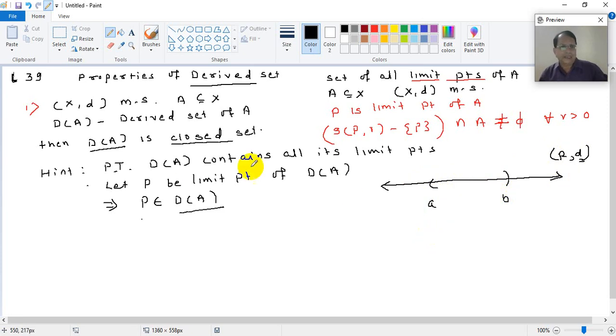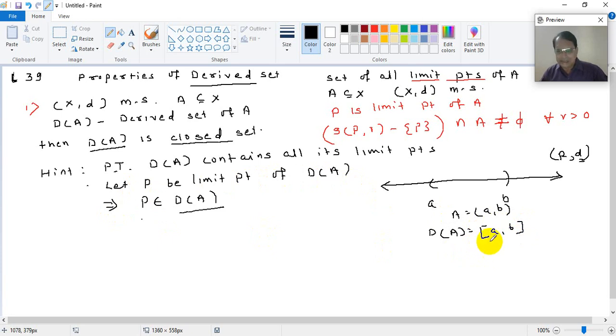राईट. मग आता मला काय करावं लागेल? व्हॉट आय मस्ट प्रूव्ह की बघा, म्हणजे इथे मला काय व्हेरीफाय करावं लागेल? हा माझा सेट आहे ए, याचा डिराइव्ड सेट काय? जर माझा ओपन इंटरवल ए बी हा जर माझा ए असेल, तर व्हॉट इज इट्स डिराइव्ड सेट? यू नो, डिराइव्ड सेट इज व्हॉट? क्लोज्ड इंटरवल ए बी. करेक्ट. Now if I take a limit point of DA, बघा इथे मला काय प्रूव्ह करायचं आहे? P be the limit point of DA. Now what are the limit points of closed interval AB?